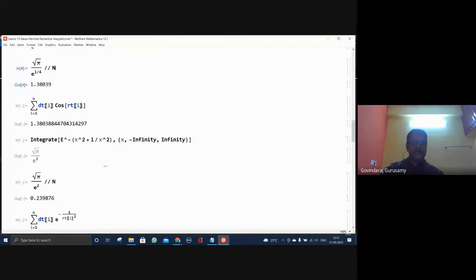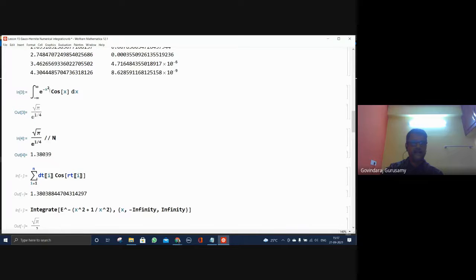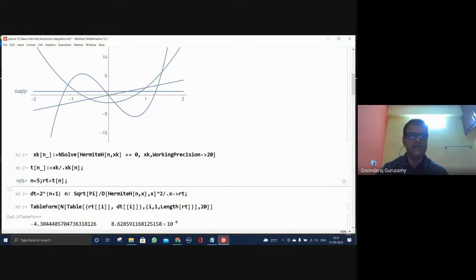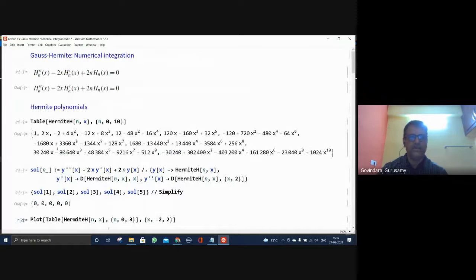So you can see when I go to the next integral, I think this is done here. E power minus x square is not here, only the integral of cos of root t. So n takes a value 14 here, and as I said, you can change this number. You try here, for example, 5, and see the roots. So I think I have to start from the beginning. Okay, I have to start from here. Evaluate this first, and go to the solution.